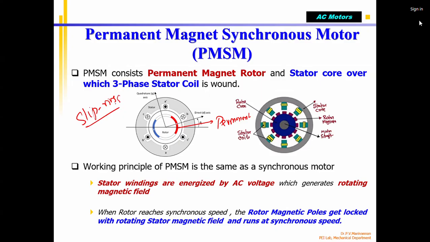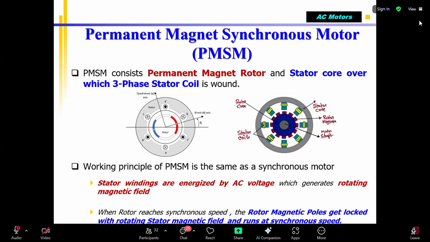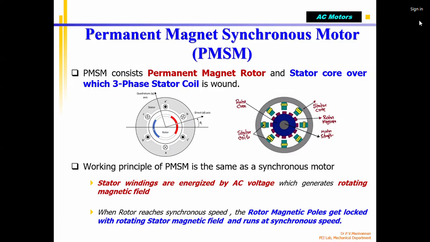Sir, I'm sorry to ask you one question. You have just told that in the conventional synchronous motor, the rotor coil is supplied with DC current and the stator is supplied with the AC current, right? Correct, three-phase AC. Is it the other way around, sir? No, it is correct.